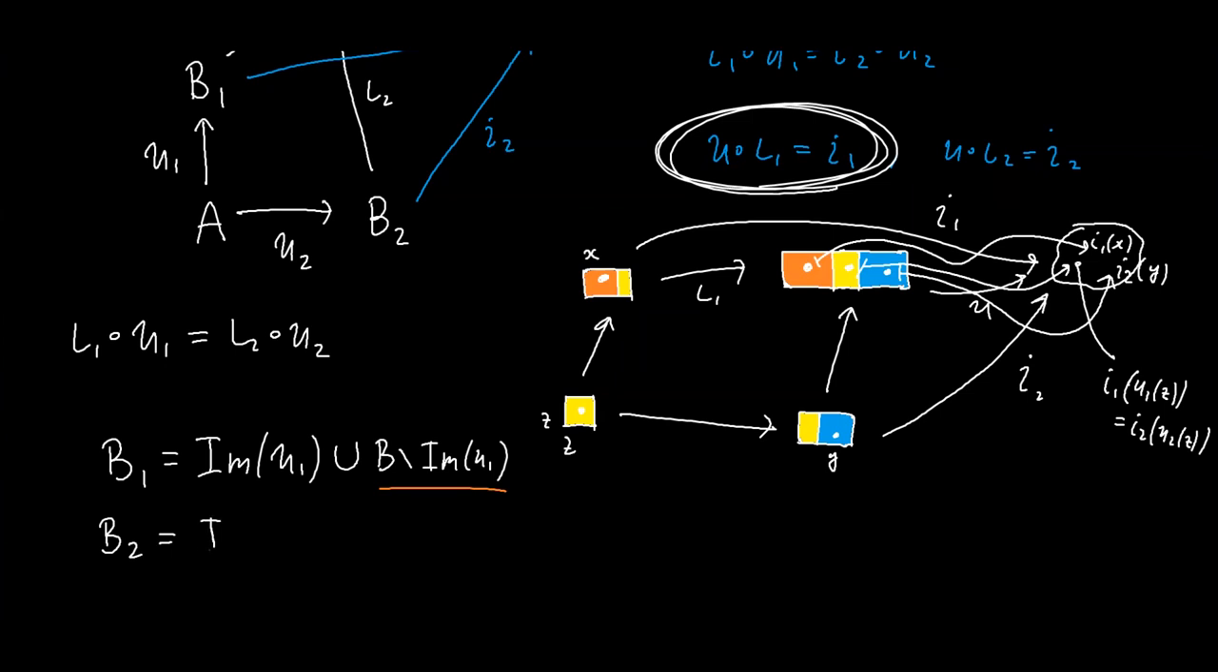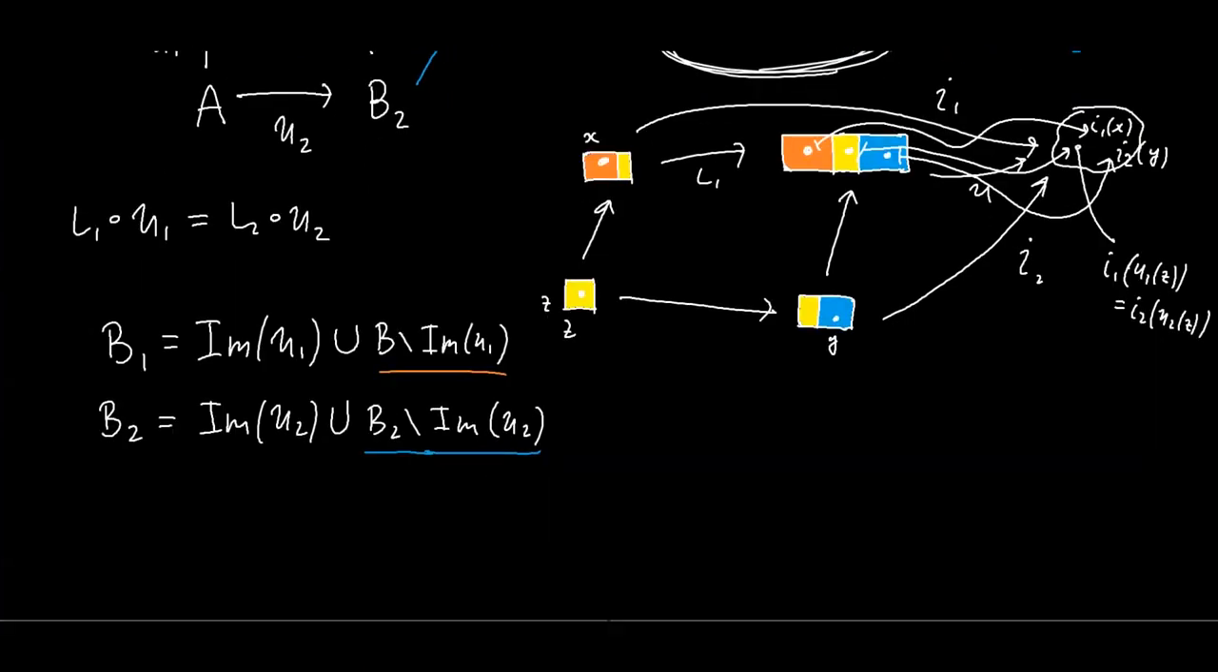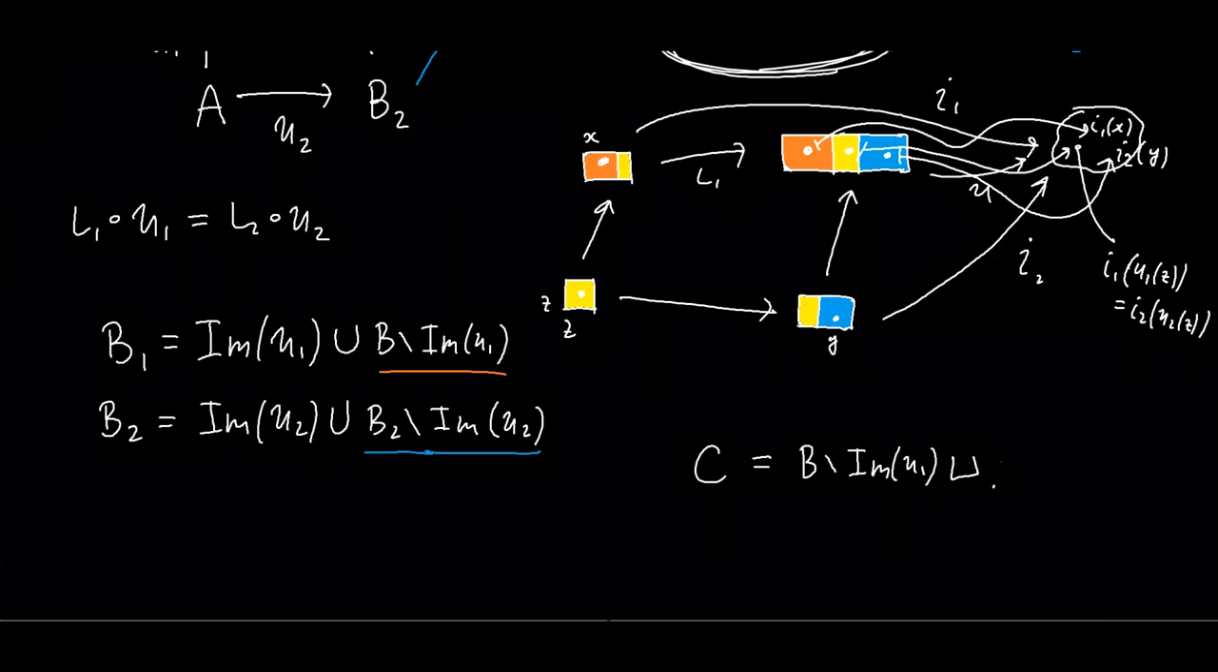Then I'll do the same for B2. It can be decomposed as the image of U2 and whatever remains. So now that's my blue area, that whole thing. And now I want to put this blue and the orange area together along with the yellow area. So the question is, should I just take my C to be B1 minus the image of U1, disjoint union with A, disjoint union with B2 minus the image of U2? So basically what the picture shows here.